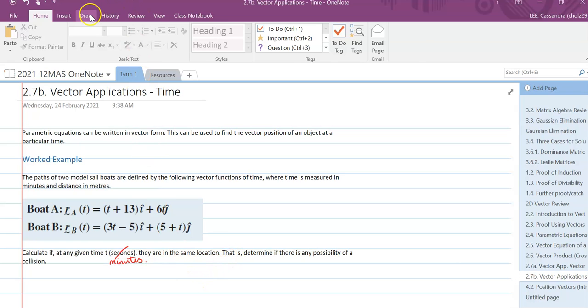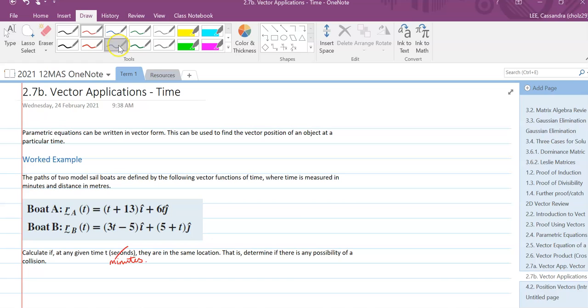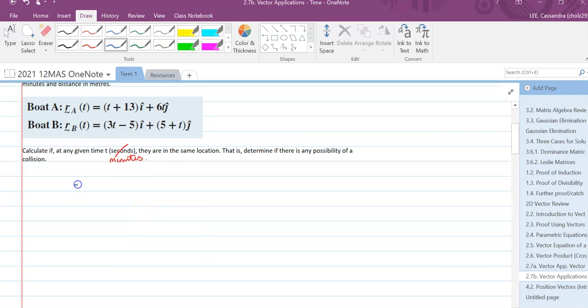Okay, so the first thing that I want to do, because I'm trying to see if they cross over at the same point, I'm going to equate each of the x and the y components. For my first boat, so this is going to be my x components, I have t plus 13 is equal to x. And then for my second boat, I have 3t take 5 is equal to x. Alright, so just rearranging this equation now, we're going to have 18 is equal to 2t, and therefore t is equal to 9. So they reach the same x component at t is equal to 9.